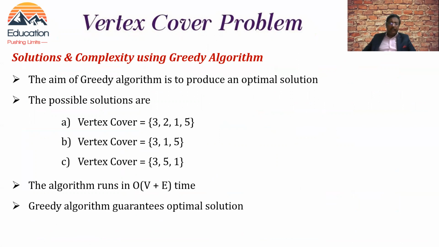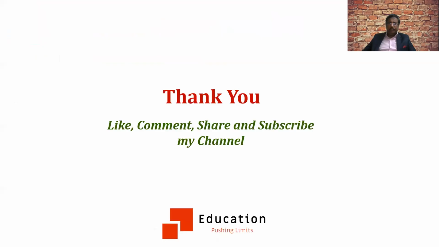The algorithm again runs in big O of V plus E time, and the greedy algorithm guarantees an optimal solution. Thus, we have solved the vertex cover problem using an approximation algorithm and also the greedy algorithm. The approximation algorithm is always better than the greedy algorithm because we are going to find only one solution there, whereas in the greedy algorithm, we have to find all possible solutions and find the optimal solution out of it. That's all. Thank you.